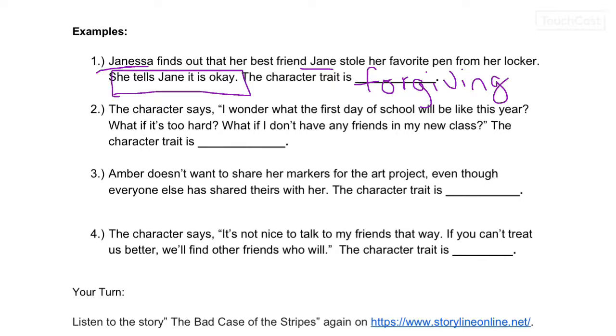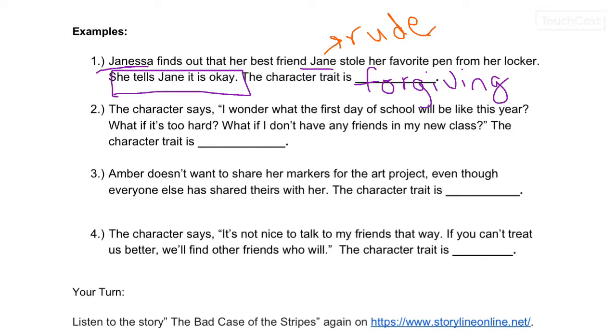Maybe you had a different character trait for Janessa, or maybe you chose Jane. Maybe you said that Jane was rude because she was being mean to her best friend. So just as long as you have some evidence. Let's look at number 2.